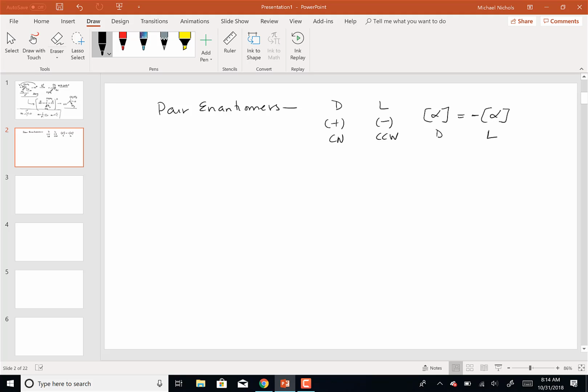Okay. And we know that if you have an unequal mixture of enantiomers, then you will get a non-zero specific rotation. If you look at some of the older exams, the question that I sometimes will ask is, when will you end up with a zero degree specific rotation?